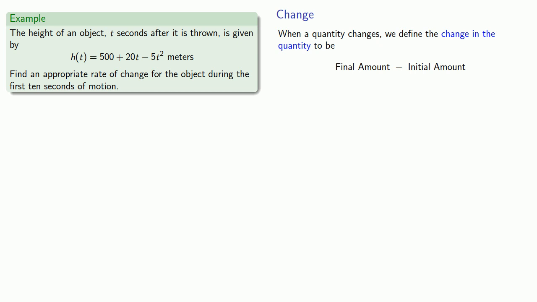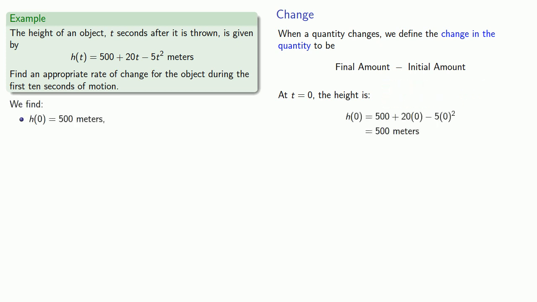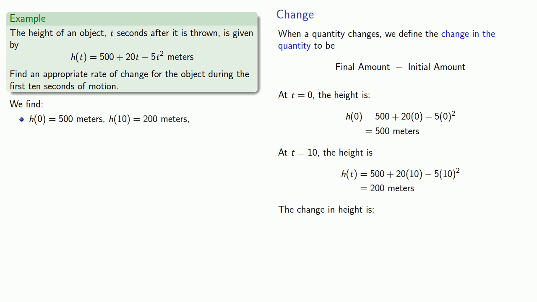And so we need to know the final amount of height and the initial amount of height. Well, at t equals 0, the height is going to be given by our formula. And we can calculate that to be 500 meters. Meanwhile, at t equals 10, the height will be 200 meters. And so this tells us the change in height is final amount, 200 meters, minus initial amount, 500 meters, negative 300 meters.